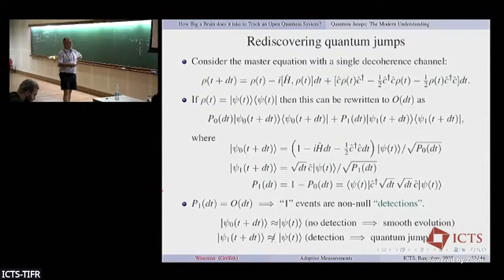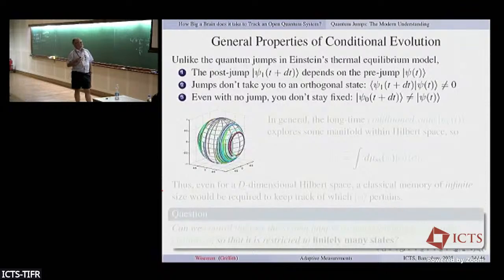The interpretation is that event 1 is a detection, and event 0 is not a detection. When I get a detection, I get a jump. The system is completely changed. And if I don't get a detection, then I have smooth evolution. Smooth, but not unitary because of this term here. Okay. So let's contrast this with Einstein and Bohr's theory of jumps.